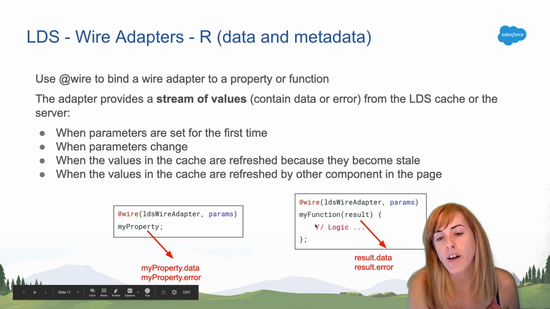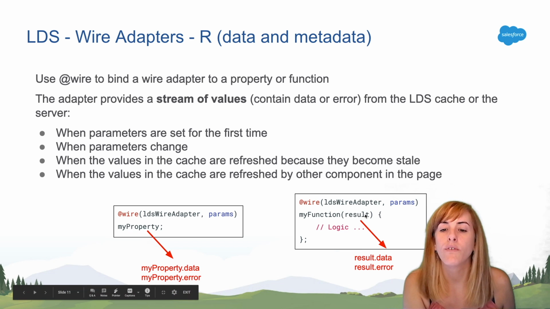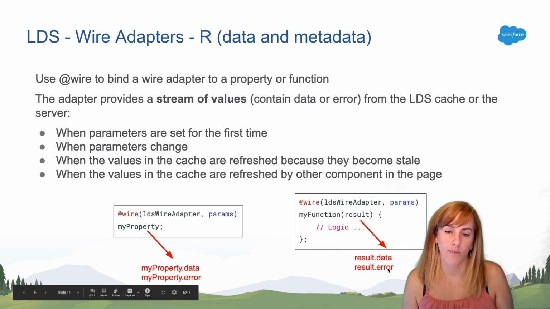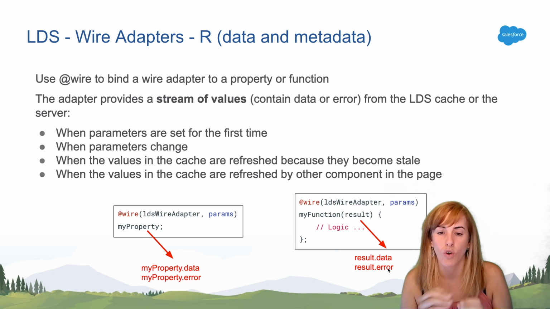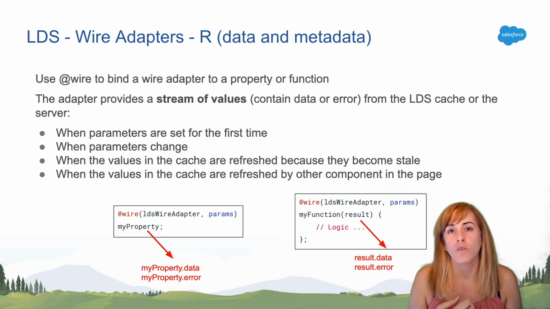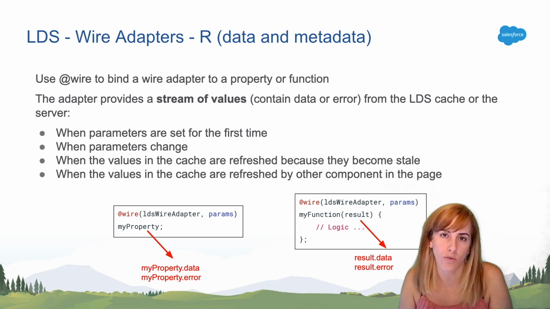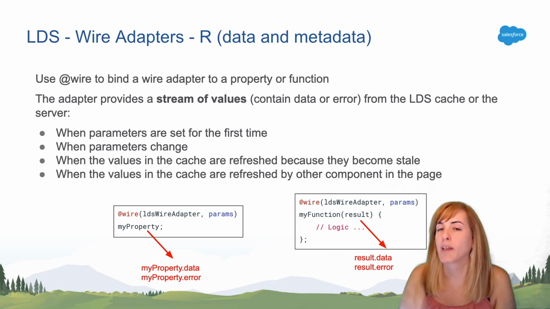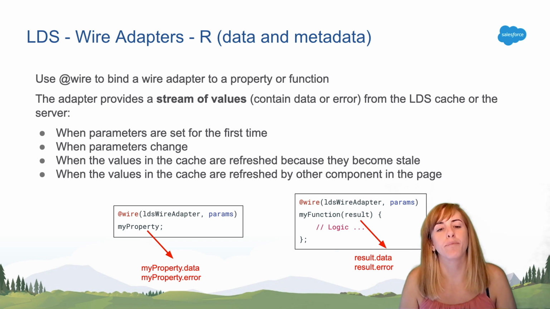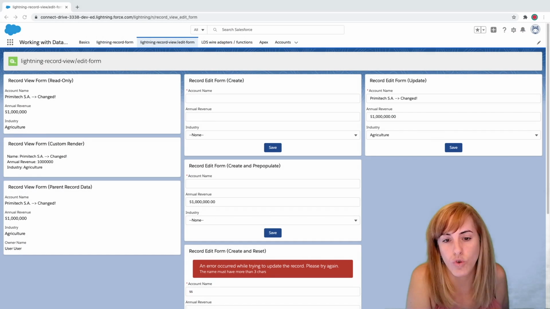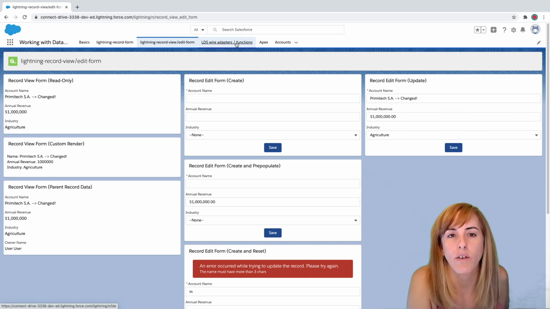In the case of the function, what you receive is an object that also has a data field and an error field. And what you have to do is to code your function logic to work well when you receive a stream of values. Sometimes you will receive data and sometimes you will receive error, right? We will see an example in a second. Well, indeed, I'm going to show you the example right now.